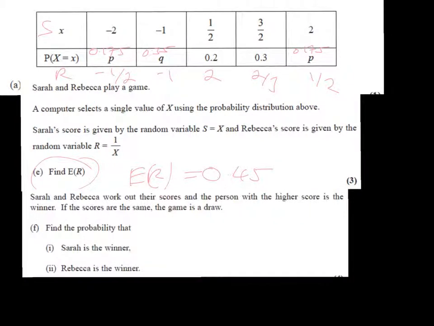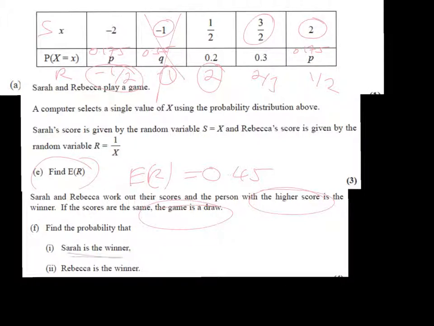In part F, we are told that the winner is the person with the highest score, and if the scores are the same, the game is a draw. And we're then asked to find the probability that Sarah is the winner and Rebecca is the winner. So the first thing to do here is to identify who is the winner in each instance. So if we look at the first instance, well, Rebecca has got the highest score. In the second outcome here, we can see that they've both got the same score, in which case it's a draw, so we're not interested in that. In the third instance, it's Rebecca who's going to win. In the fourth, it's going to be Sarah. And in the fifth, it's also going to be Sarah.